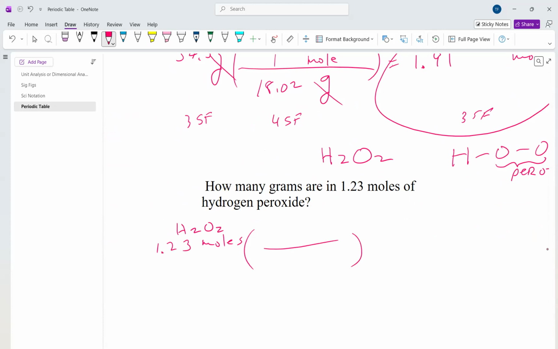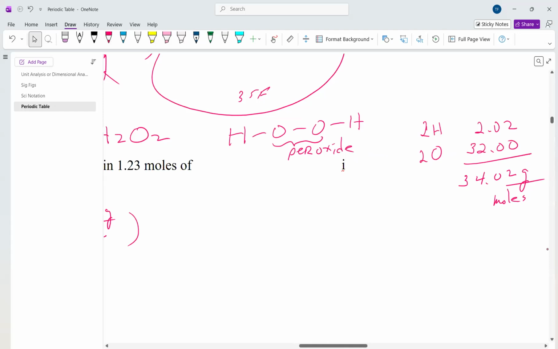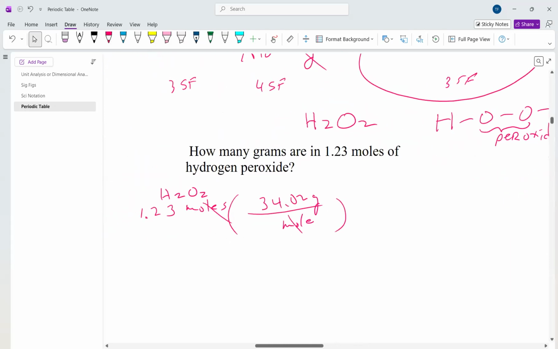We need for the given to cancel, so that means moles are on the bottom and 34.02 grams are on top. It was 34, right? Yeah. Okay. So moles cancel, leaves us with grams. We're trying to calculate.